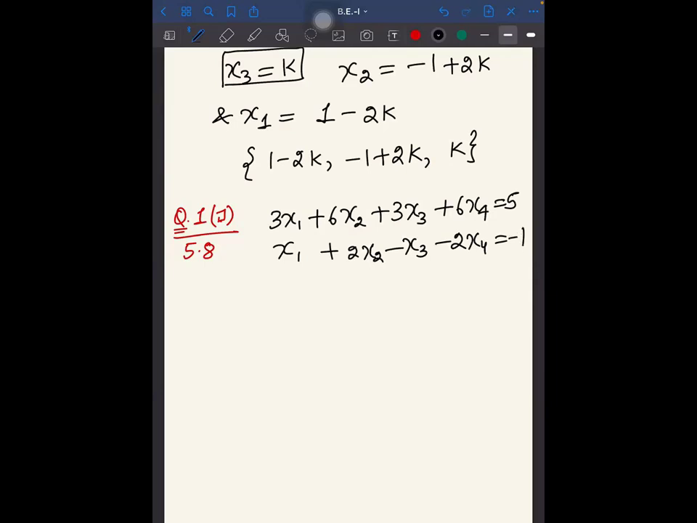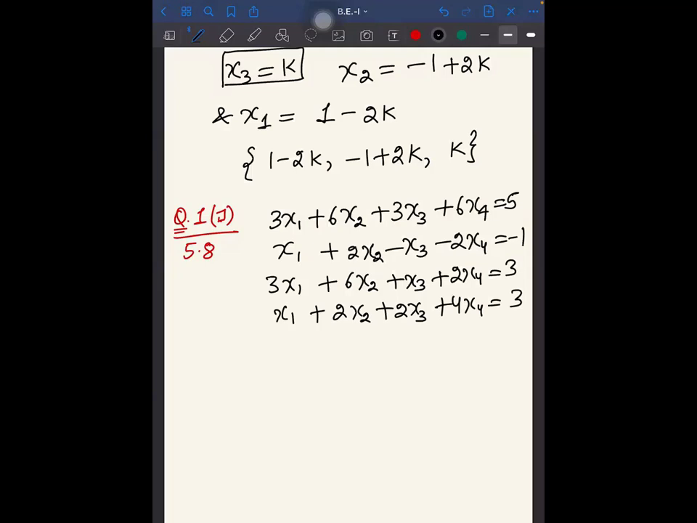And next is 3x1 plus 6x2 plus x3 plus 2x4 is equal to 3. And then x1 plus 2x2 plus 2x3 plus 4x4 is equal to 3. Okay, so this is the system of linear equations we have, right? So we want to show that it has no solution, right? So let me check the statement again.